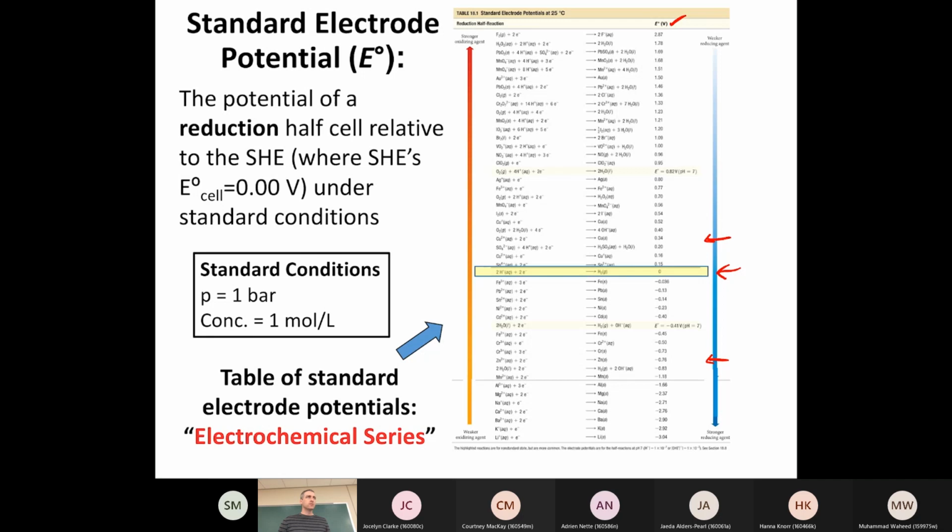Fluorine loves to have electrons. It wants two fluorides, and the fluorides have full octets. Fluorine is extremely electronegative, so it would be a very favorable reaction, right? There's a strong driving force for that reaction, and that's why it has such a high potential.